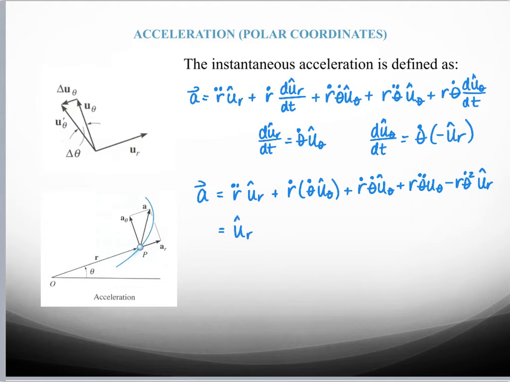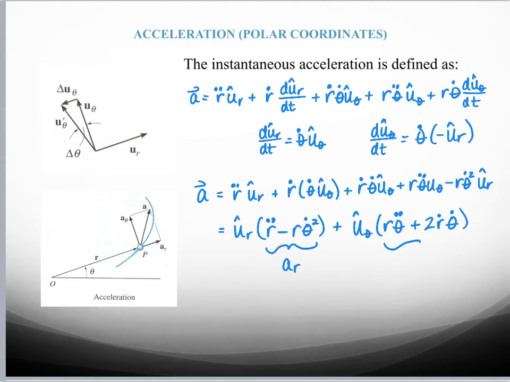It really helps if we collect like terms, like components, really. And we get the radial component is going to look like this. And then the theta component is going to look like this. And so this right here we can view as our radial component of our acceleration, and this is our theta component of acceleration. So just for emphasis sake, I'll write a sub r is r double dot minus r theta dot squared, and a sub theta is equal to r theta double dot plus 2 r dot theta dot.